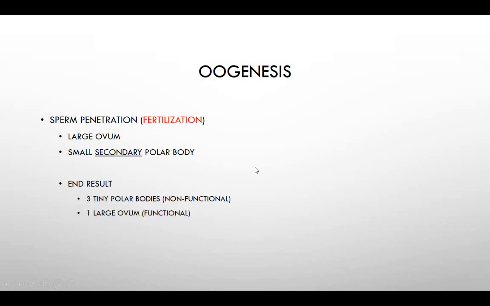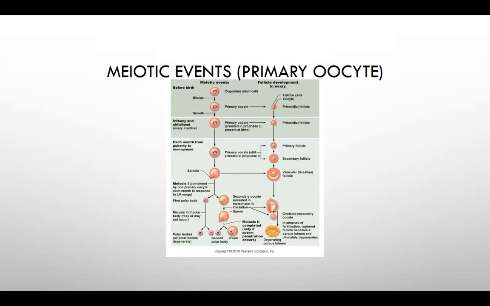Sperm penetration here, we get this large ovum, we get that smaller secondary polar body, which does nothing for us, and so the end result of oogenesis is 3 tiny polar bodies, non-functional, and 1 large ovum, which is functional, that can be fertilized. Now when this sperm and this egg meet, and they fertilize and they create the very first cell of your body, that is known as a zygote. Now we will talk more about that in another lecture, but I just wanted to mention that.